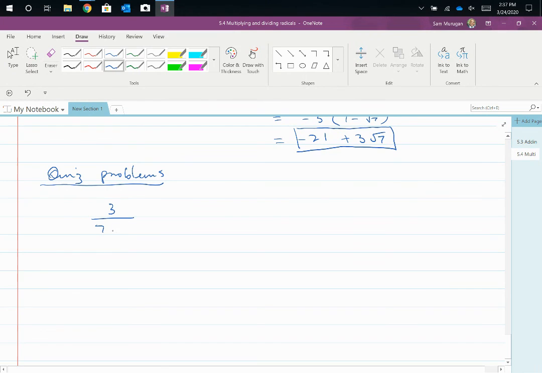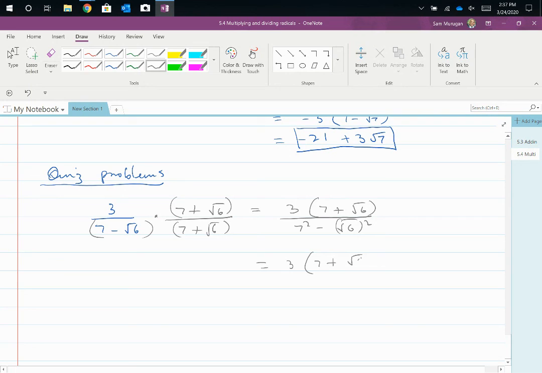3 over 7 minus square root of 6. Rationalizing here, I multiply by 7 plus the square root of 6 over 7 plus the square root of 6. So this is 3 into 7 plus the square root of 6 divided by 7 squared minus square root of 6 squared, which is 3 into 7 plus the square root of 6 over 49 minus 6.